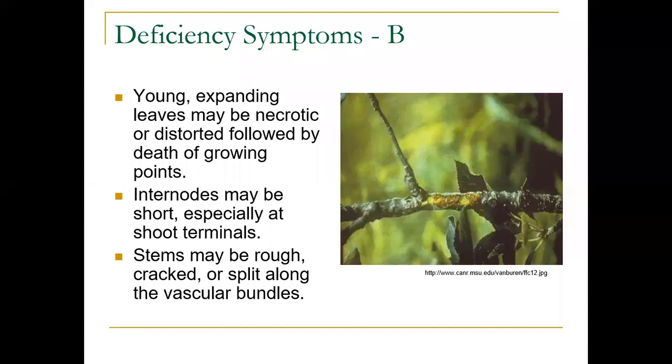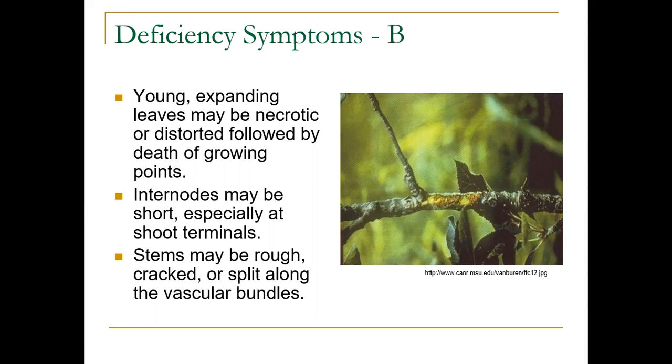So deficiency of boron, there will be necrotic areas, or you can say dead areas, on the growing points, right? Boron deficiency firstly appears on the growing points of the plant, young leaves, you can say. So there will be necrosis or distortion, and this will be followed by death of the growing points.